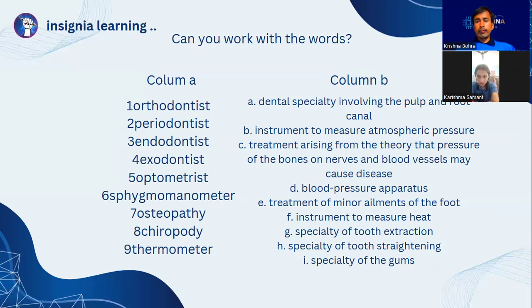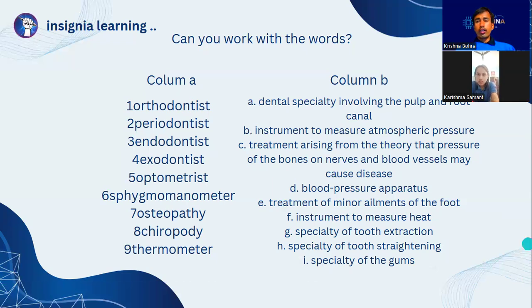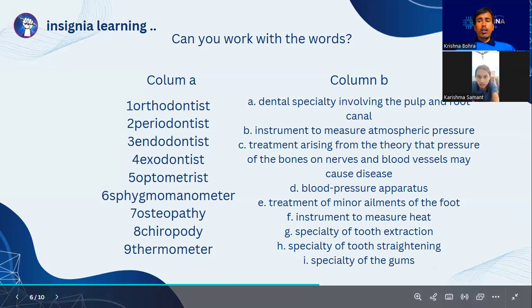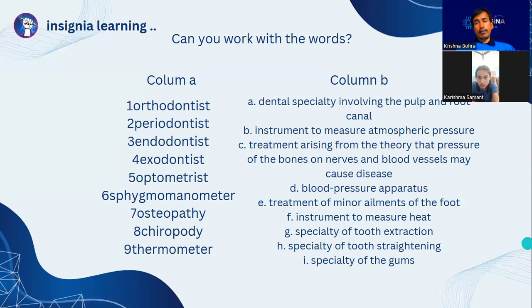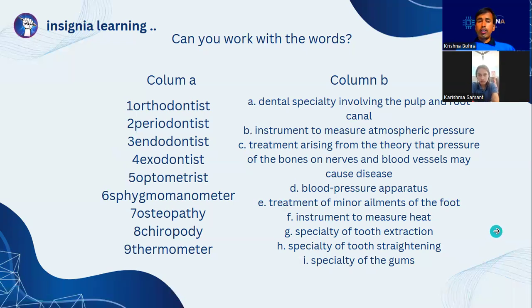Periodontist. Peri, I think, means around. Remember, peri means around. Dontus means teeth. What do you find around your teeth? I think it's a specialist of the gums. Yes, wonderful. Endodontist. Endo means in, you know, in rather than out.